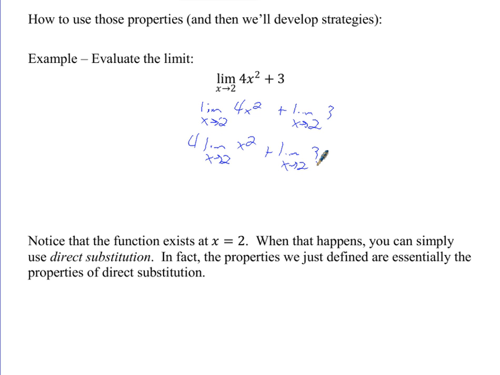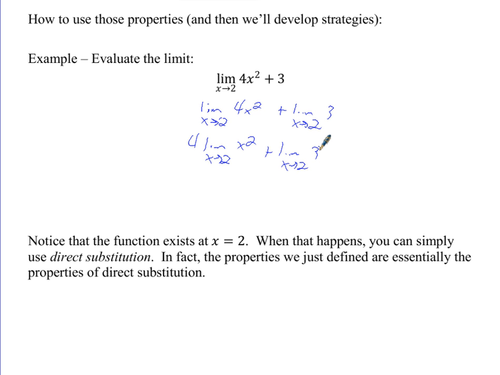Basically, all we're doing, by the way, what would the limit as x approaches 2 of x be? 2. And then 2 squared would be 4, and then 4 times 4 is 16, and then what would the limit of this be? So 16 plus 3, 19, right?